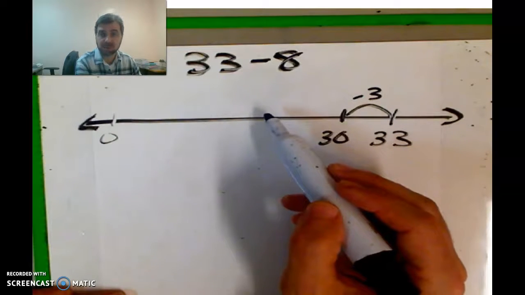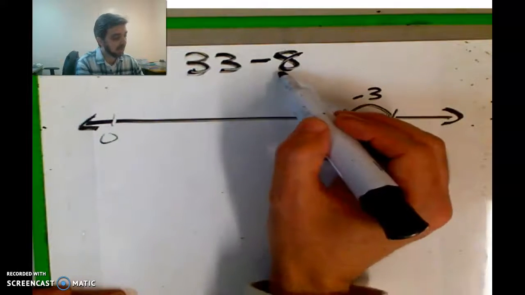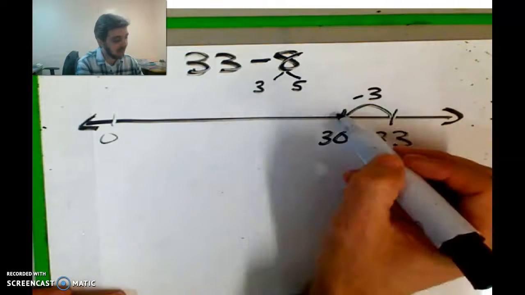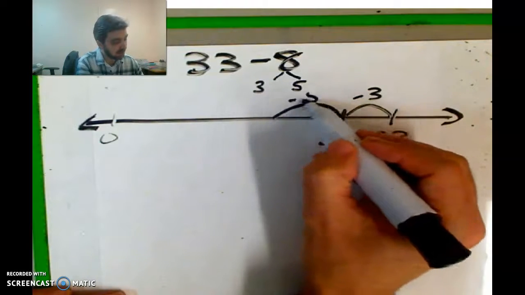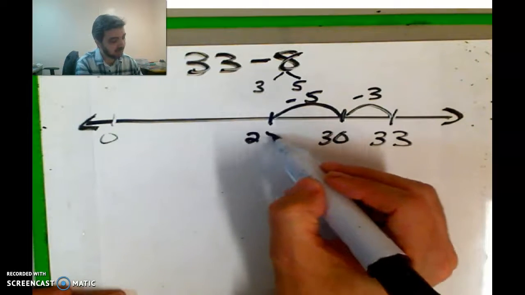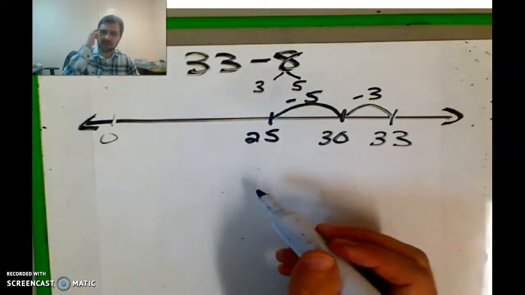How much more do I need to give away? Well, I know that 8 is the same as 3 and 5, right? So I need to subtract 5 more. So I'm going to subtract 5. And if I do 30 minus 5, that's 25. That's easier to do in your head.